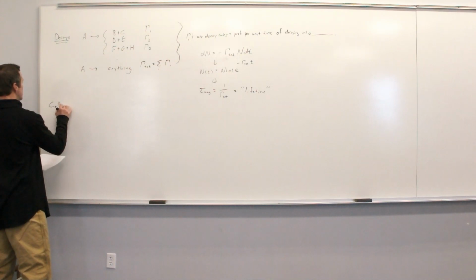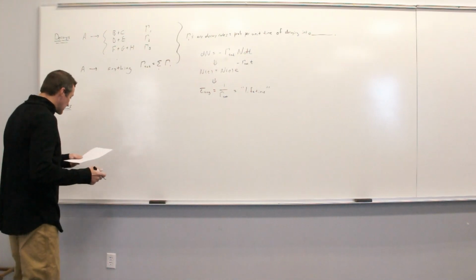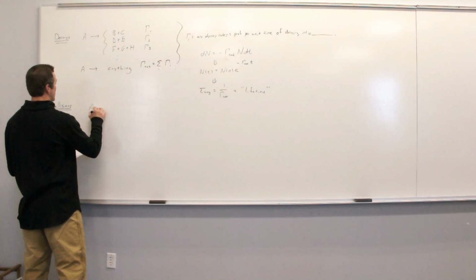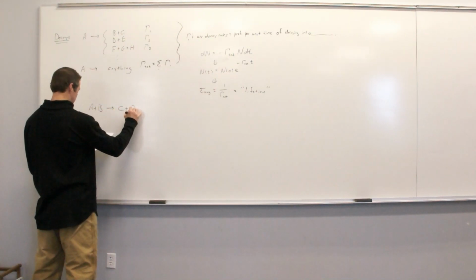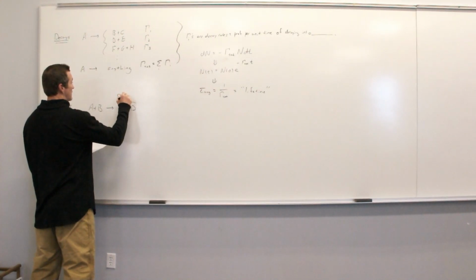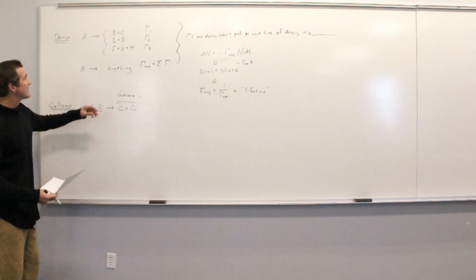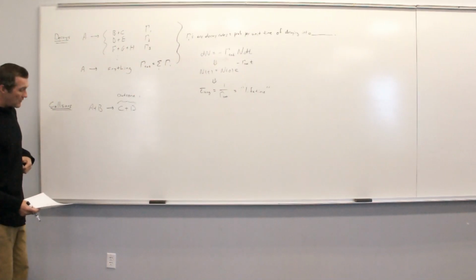Okay, so the alternative is collisions. For collisions, we're thinking of the likelihood of a particular collision event. So A plus B goes to C plus D. This is the outcome, which we'll index by i in the same way that we index these by i.